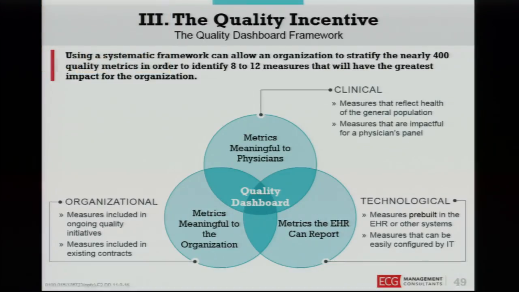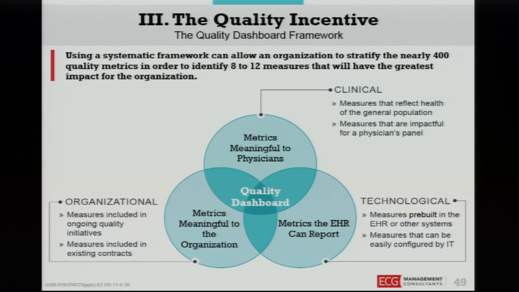And so trying to set up a framework for how you go from that 200, 250 down to a smaller component. The MIPS is about 200, 250, but there are almost 400 measures being used across the country between the ACO, shared savings, PQRS, all these different programs, HEDIS measures. And so looking at all of these together and coming up with essentially your organizational or your practice dashboard. What is your quality dashboard going to include?